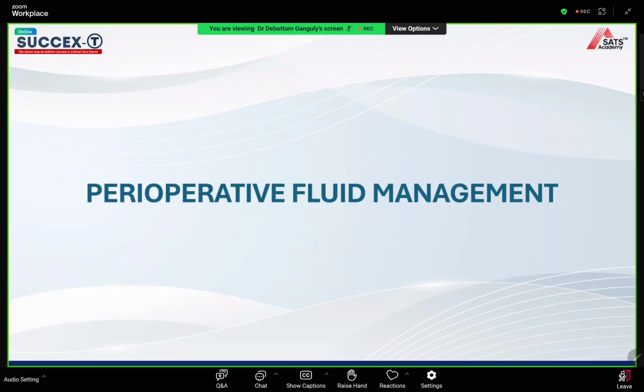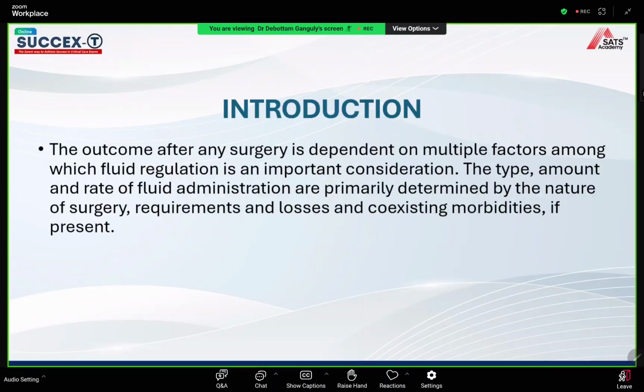Next is not that important, but better to know prior to going to the exam: perioperative fluid management. The outcome of surgery depends on multiple factors. Fluid regulation is important among them. The type of surgery, the type of fluid we are giving, the rate of fluid, the comorbid conditions, what surgery we are doing, these things are also important for the outcome, but what fluid we are giving and what rate we are using is equally important.